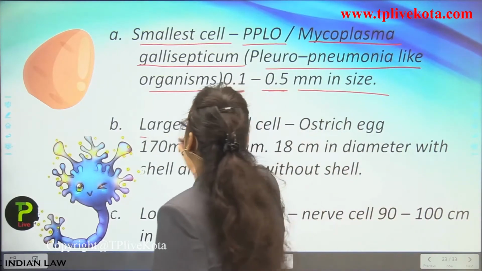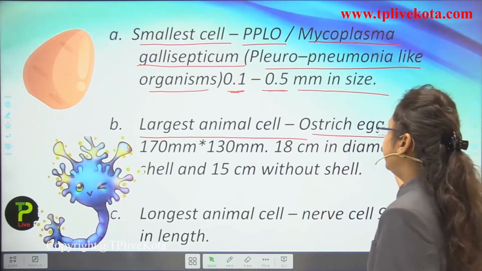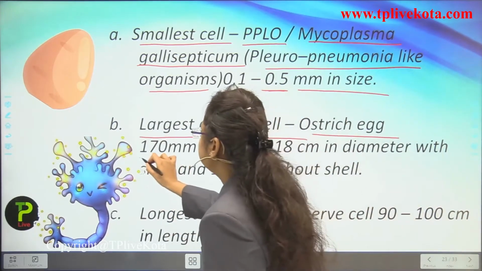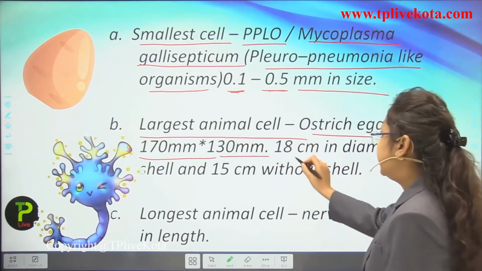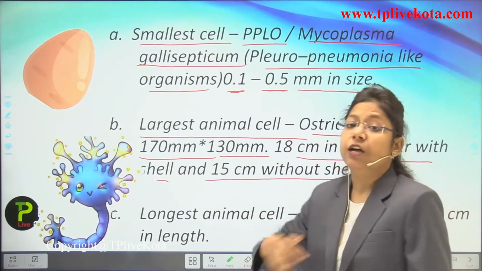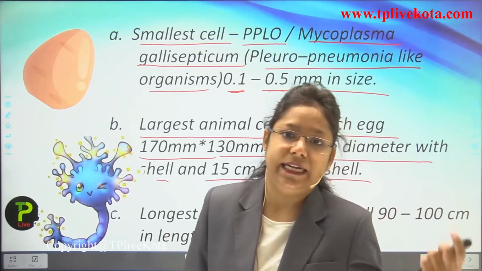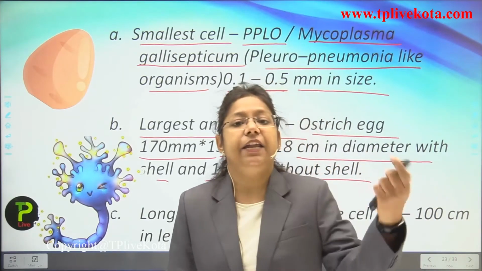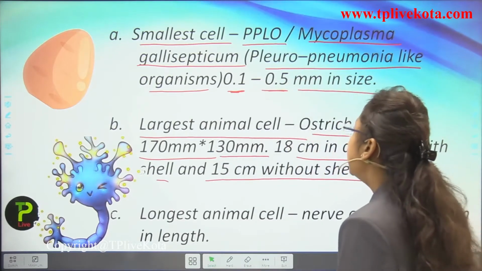Next is the largest animal cell. The largest animal cell is the ostrich egg, which ranges from 170 mm to 130 mm in size. That is, it is 18 centimeter in diameter with shell and 15 centimeter without shell. So if you consider it with shell, it is 18 centimeter in diameter, and without shell, it is 15 centimeter in diameter.